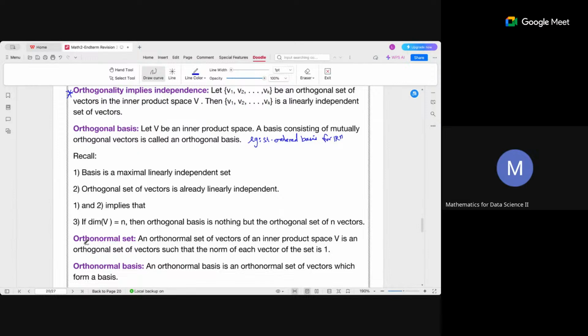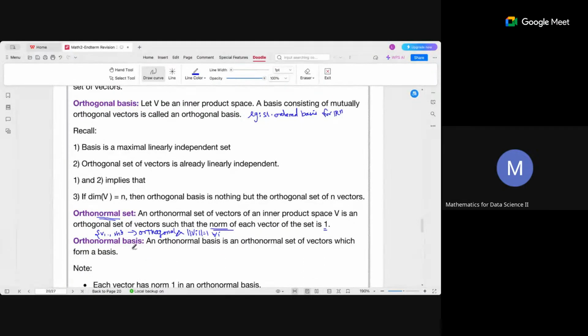So what is an orthonormal set? Normal means just the norm should be 1. So if you have a set of vectors v1, v2, ..., vn, first of all, it should be orthogonal, and norm of vi is equal to 1 for all i. If these two conditions are there, then such a set is called an orthonormal set. Same way, what is an orthonormal basis? A basis which contains an orthonormal set.